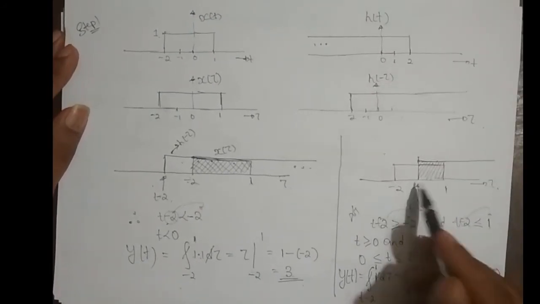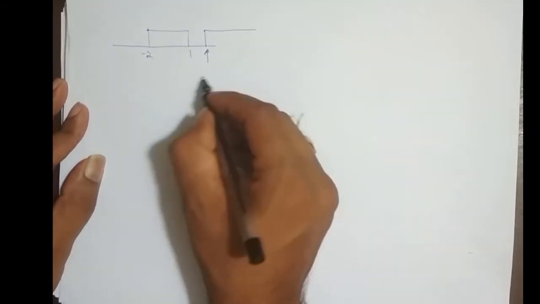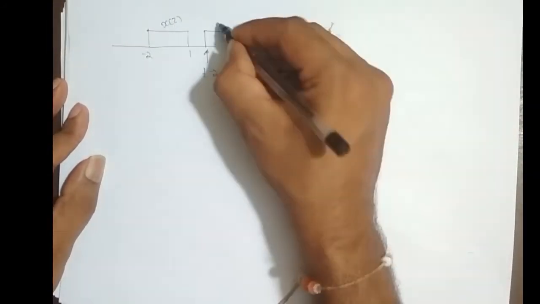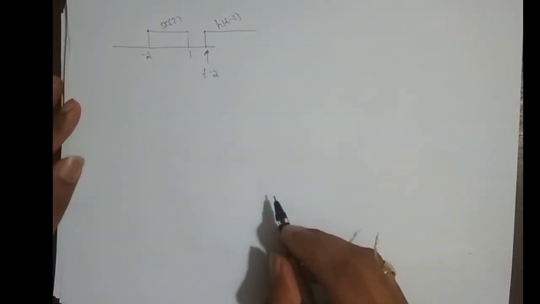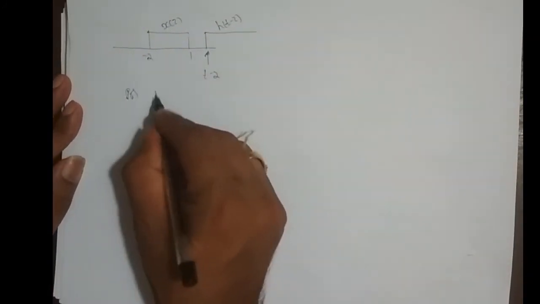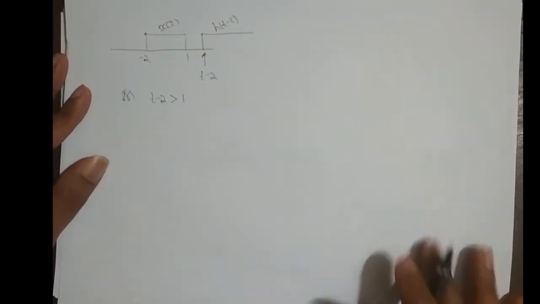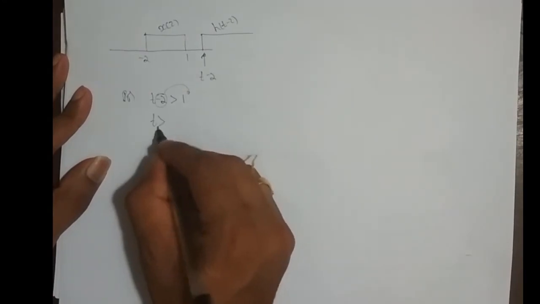Okay, if I move it right further, what happens? I'll write it here. So I'll be moving it right further. So this is my x of tau from minus 2 to 1, and if I move it right further, this is h of minus tau, this is t minus 2. This is x of tau, this is h of t minus tau. So now what is the condition for t minus 2? I included 1 before, so I exclude 1 here, so it is greater than 1. Writing it in terms of t, t is greater than 3.